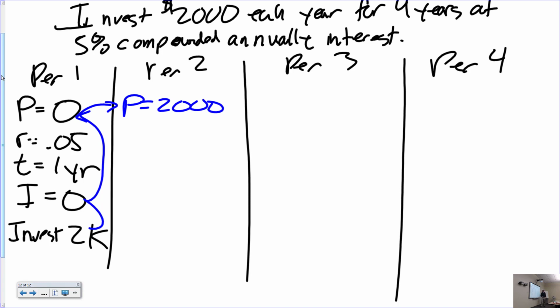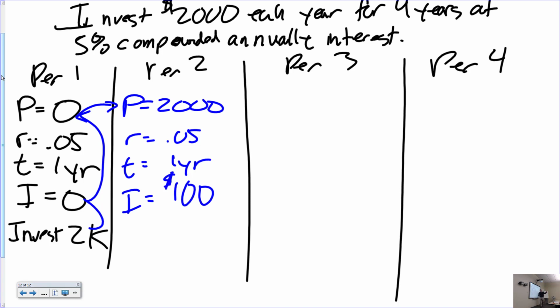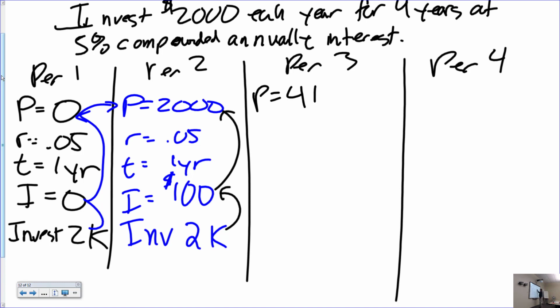Now we finally get to start earning interest, right? So what's the rate for the next year? 0.05. How much time is going by? 1 year. Now, how much interest do we earn? $100. We finally earn some interest. And what do we do at the end of the period? Don't forget that every period we invest $2,000. Now add all of the money up, right? The investment plus the interest plus the principal we started with: $4,100 to start the third period.